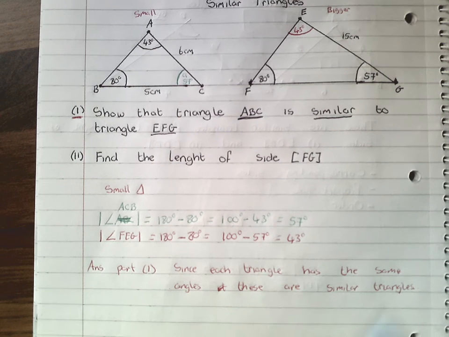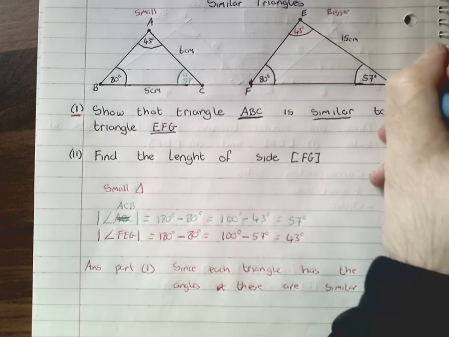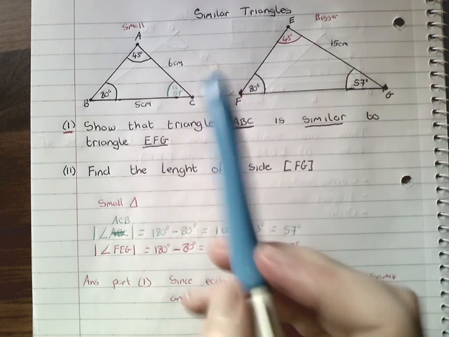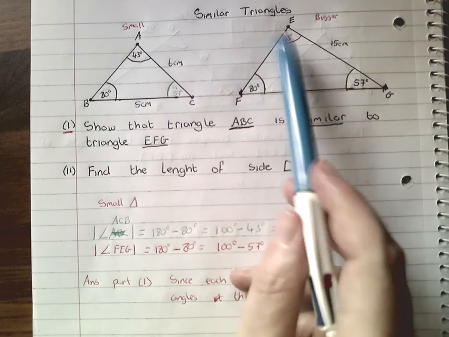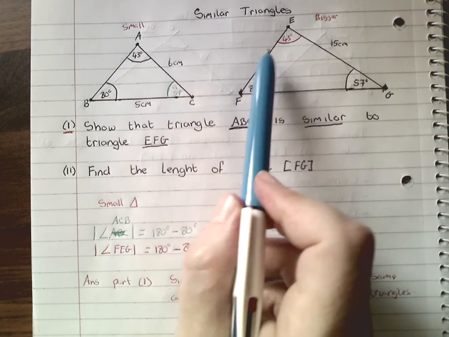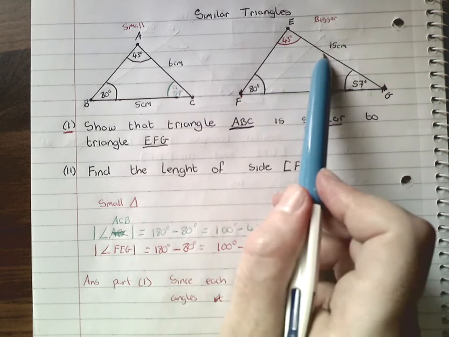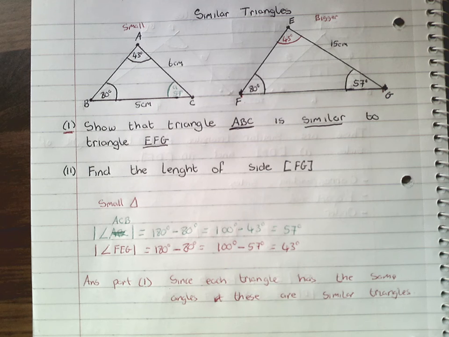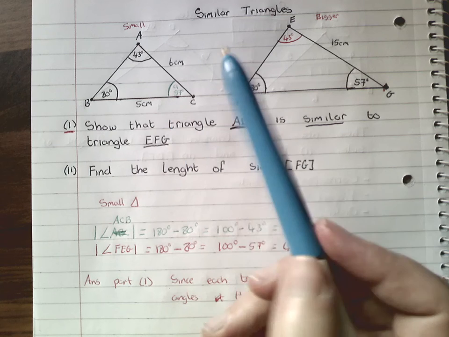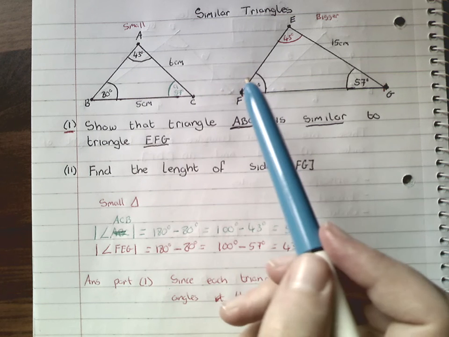And the second part of the question asks you to find the length of here and here. What we need to do now is figure out the correspondence. Remember, with similar triangles the angles are the same, but there's also a correspondence between the sides that we talked about before. For example, this side corresponds with this side, and this side corresponds with this side. We have to figure out what the link is between these two.